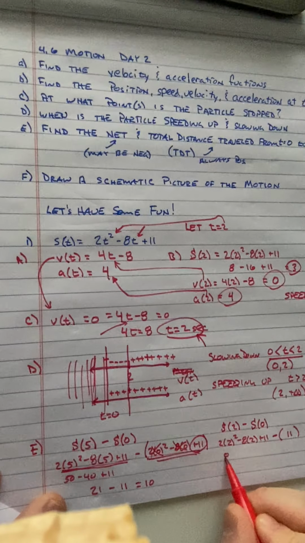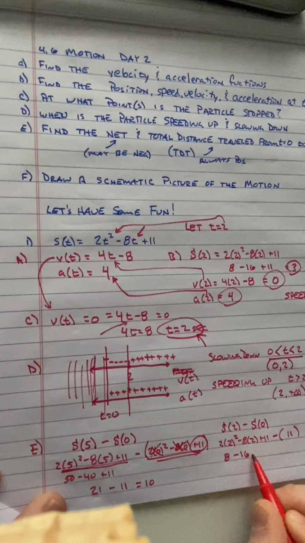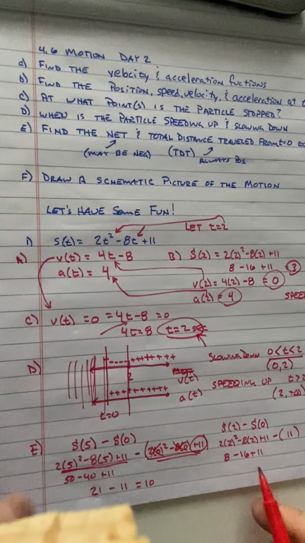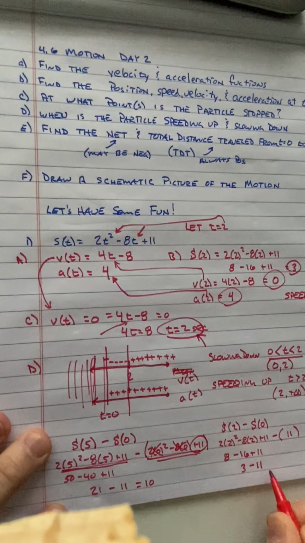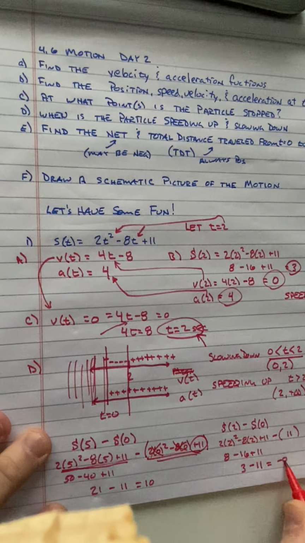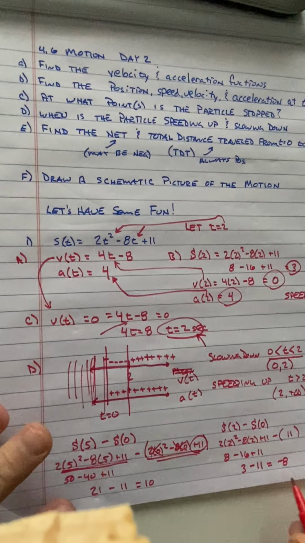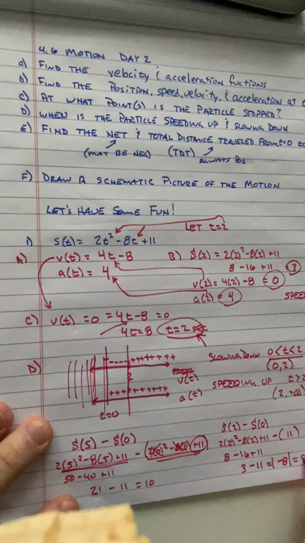4, 8 minus 16 plus 11. That's 3 minus 11. That is negative 8. This particle travels 8 units to the left in the first 2 seconds. We need to take the absolute value of that. We're only interested in the distance traveled, so that's 8.